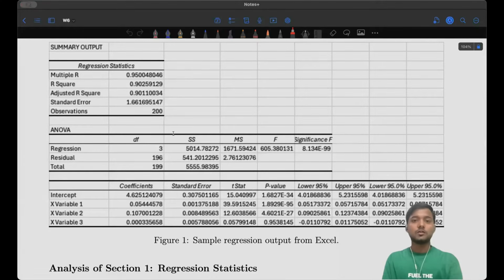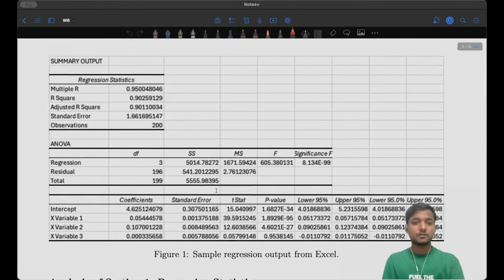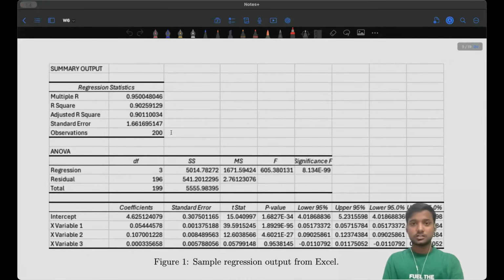In this video, I would be specifically explaining the ANOVA table and how the output of the Excel data analysis tool pack for regression would look like. So without any further ado, let's get started. So this is how your Excel data analysis tool pack would look like for linear regression.